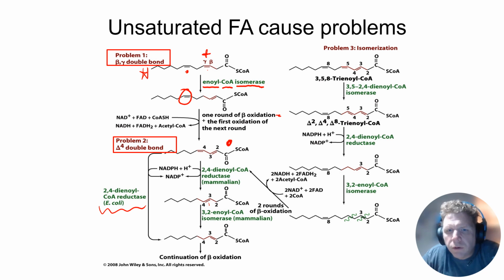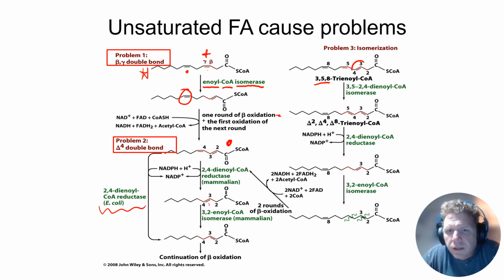Well, when we have a molecule like 3,5,8-trienoyl-CoA, what we have is a double bond between carbons 3 and 4, 5 and 6, and between 8 and 9. Now, what that means is we've got some double bonds that are conjugated and some that are non-conjugated. Now, what we need to do with this is we need to reposition some of these double bonds.